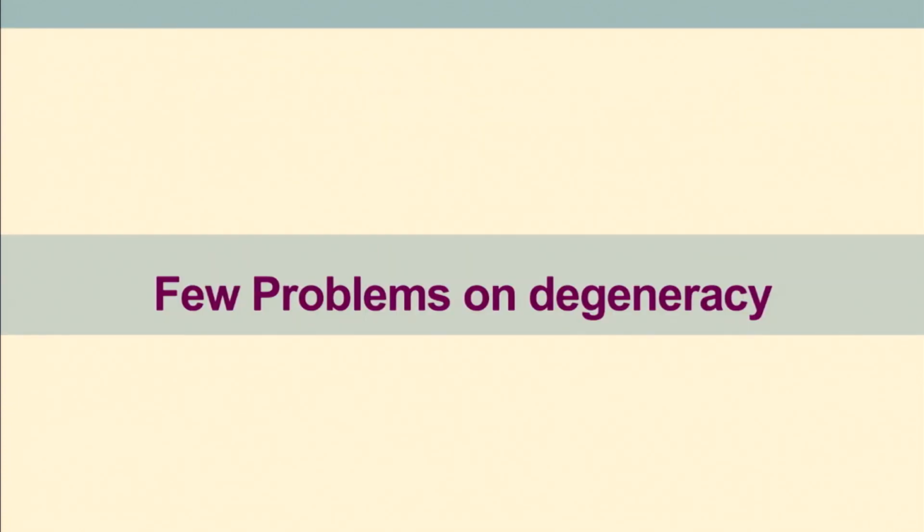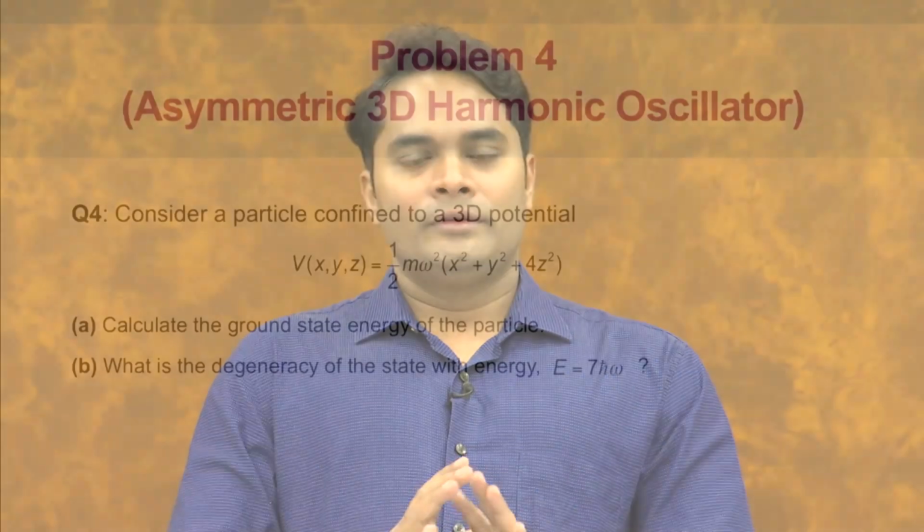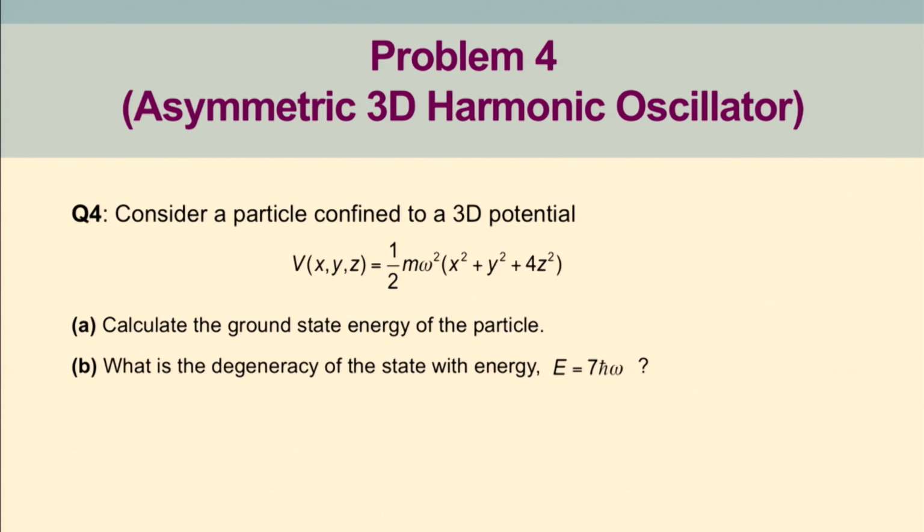Let us discuss a few problems on degeneracy. Definitely, at this point of time you must have understood that degeneracy makes sense if we are mainly talking about higher dimensional problems. So we'll discuss a more involved three-dimensional potential now. This is problem number 4, and this is basically an asymmetric 3D harmonic oscillator potential.